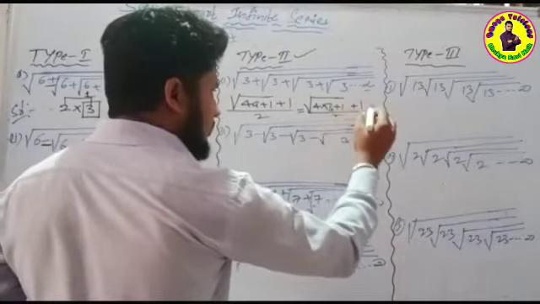4 times 3 is 12, plus 1 is 13. This is the total, root 13 plus 1 by 2. So this is the solution. So first you should remember it, 100%. So what is the formula? Whenever a plus is given, it is 4a plus 1 by 2. Okay. So this is pakka important.